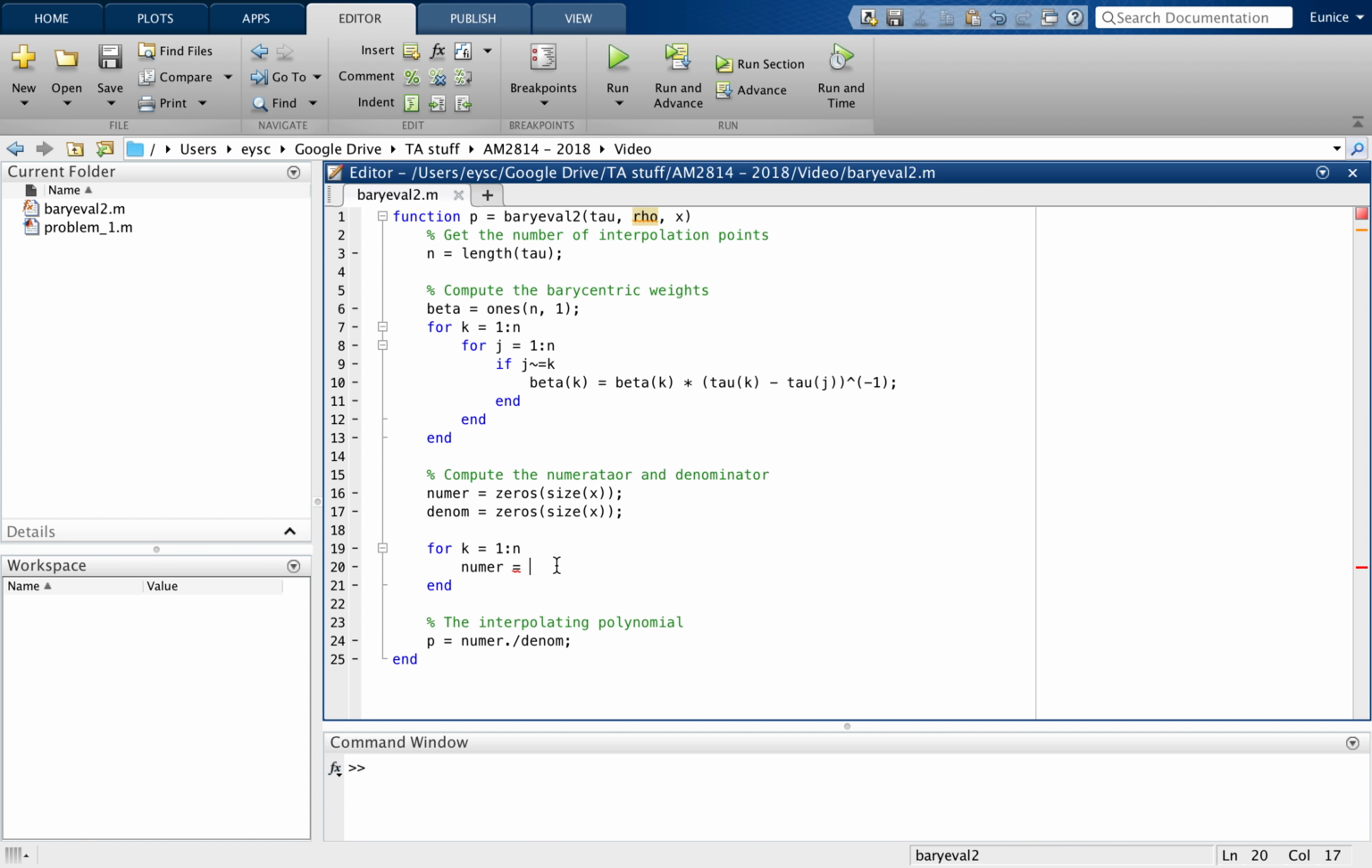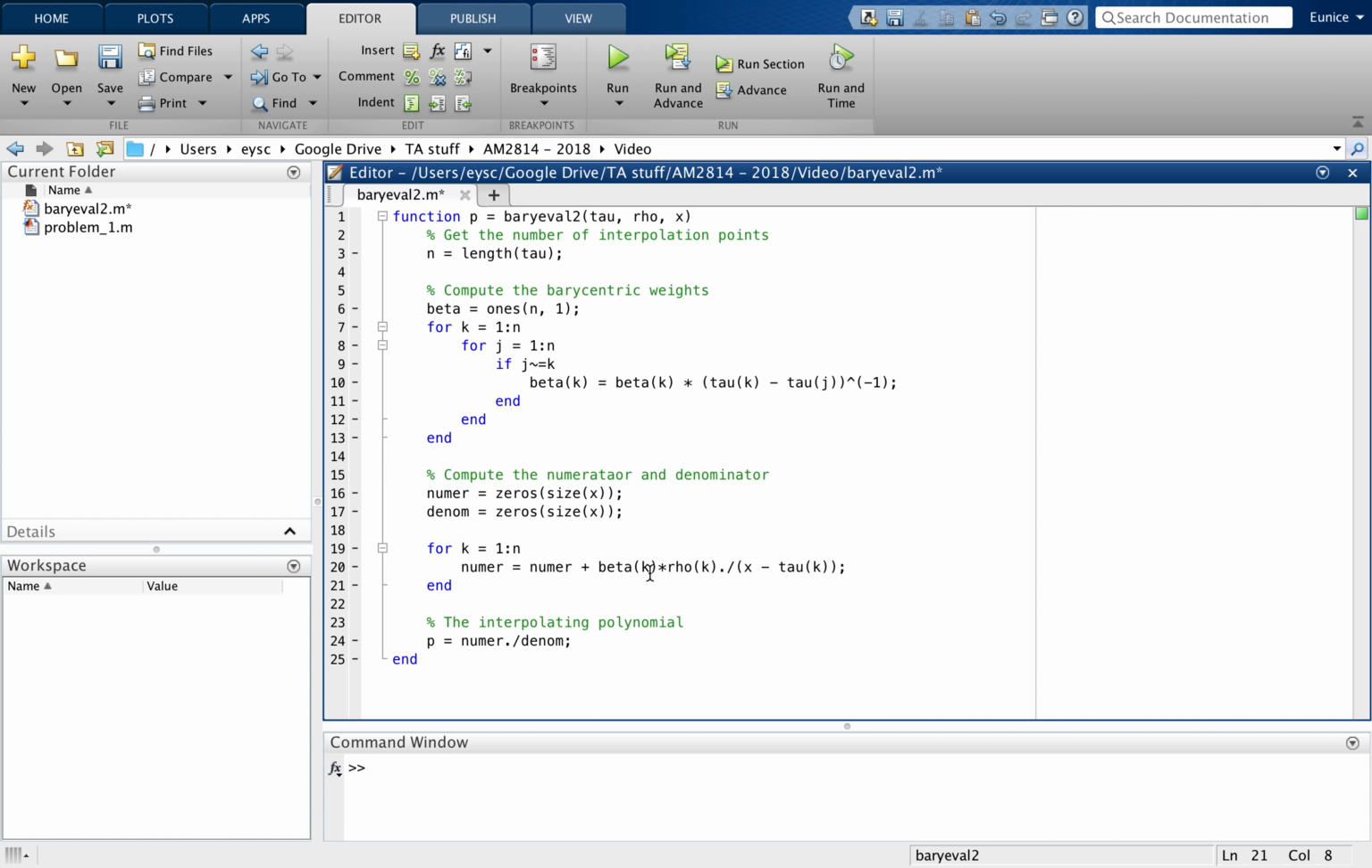So here, if I remember right, we should have numer plus beta k times rho k dot divide x minus tau of k. The reason we need a dot operator here is like my explanation from problem 1, whereas these two, beta and rho, are values because we are extracting an element of index k from our vector of betas and rhos and taus.